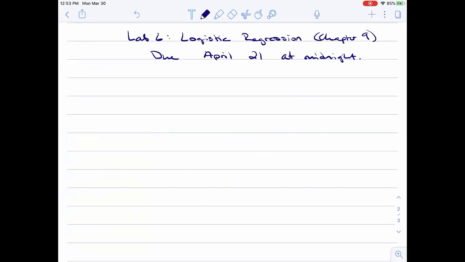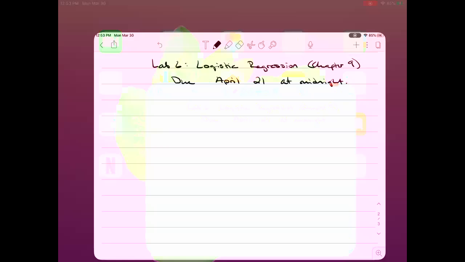Okay, so we're going to keep going through chapter 8, like I said, which is just a collection of things that we can do besides Anova or in addition to Anova.